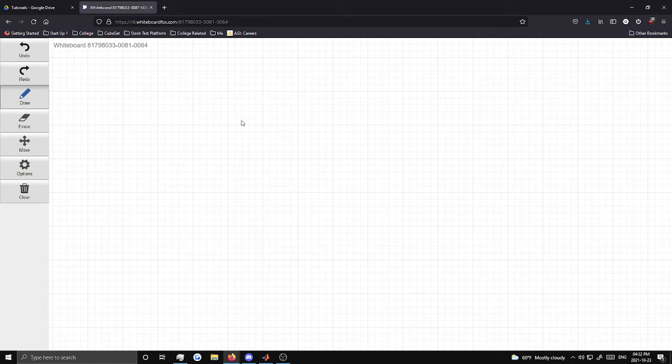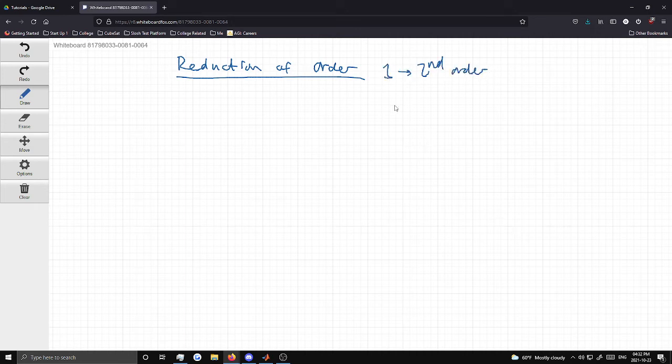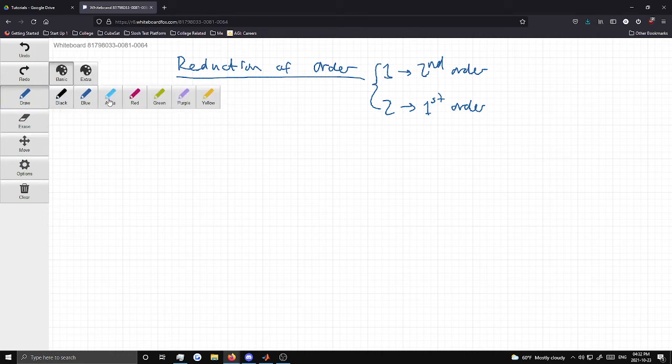And that's where we have this topic called reduction of order. Reduction of order, if I'm not misspelling it. And the idea is to take one second order differential equation and turn it into two first order differential equations. And this might seem a little weird to those who haven't taken a differential equations class, but hopefully, with this example, it will make perfect sense.